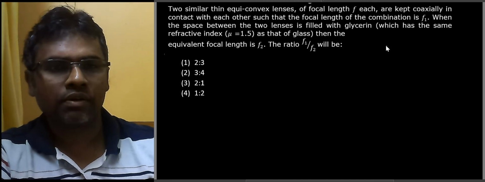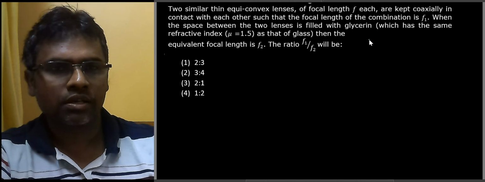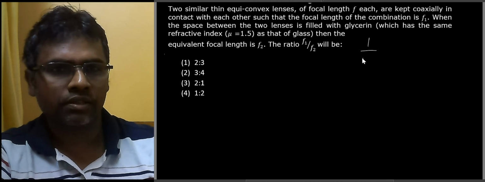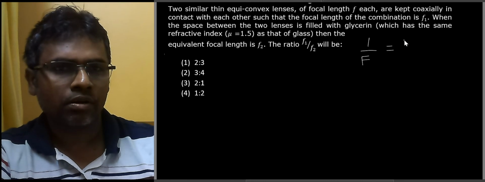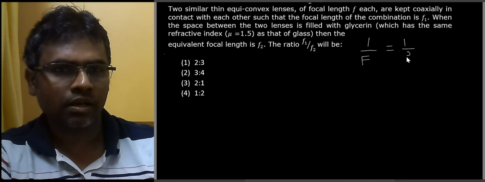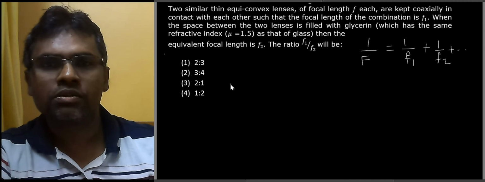So we know that when we keep two or more lenses in contact, the equivalent focal length 1 over f can be obtained by taking the sum of the reciprocals of the focal lengths. So we can have more than two lenses in contact.